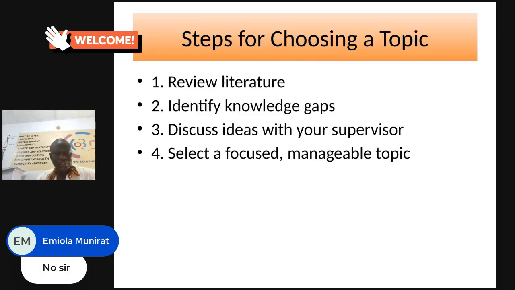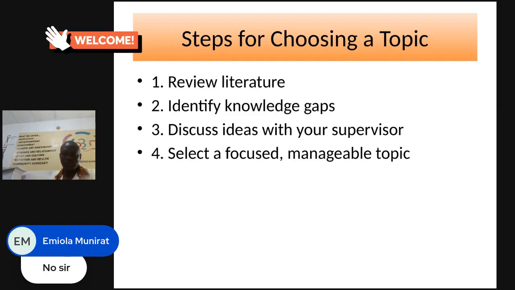Then the next one is that you should be able to discuss the ideas with your supervisor. No matter what, you will not just go and pick any topic, and at the end of the day that topic will not be relevant or will not be something that your supervisor will approve. So you should be able to discuss the idea with your supervisor. For example, you can just tell your supervisor that you want to work in this area, this is where you want to focus on.